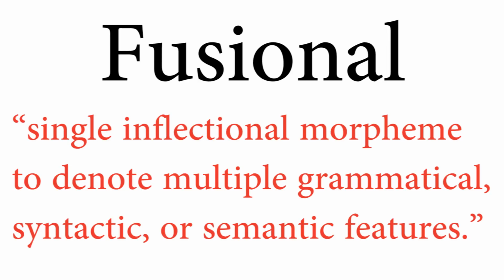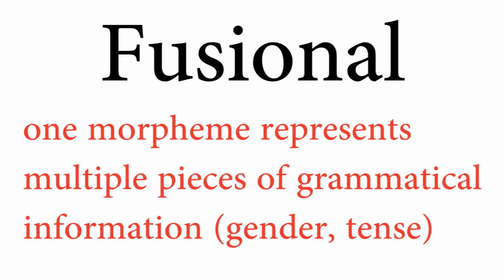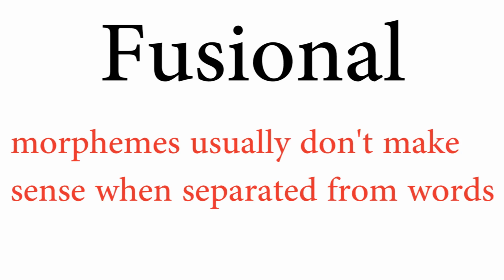Fusional languages are languages marked by their usage of a single inflectional morpheme to denote multiple grammatical, syntactic, or semantic features. This is just a really fancy way of saying that they use one modification to give multiple pieces of information, like gender and tense, for example. Usually, these added morphemes contain multiple bits combined or shortened into one morpheme, so they don't make sense when separated from the word. This is a key feature in fusional languages.